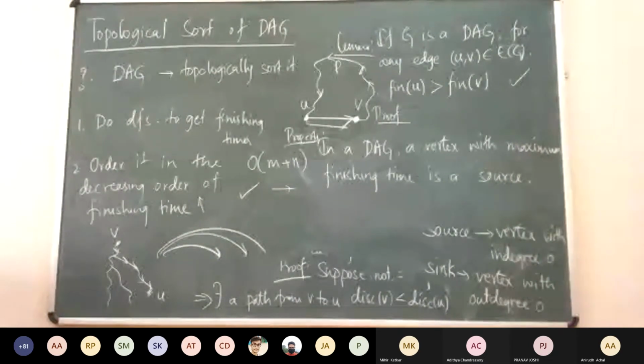Is the vertex with, say, minimum finishing time a sink? No. It depends on how you start the DFS. There could be two sources in this. That's the only graph. There can be more.